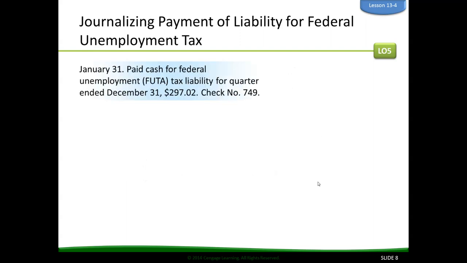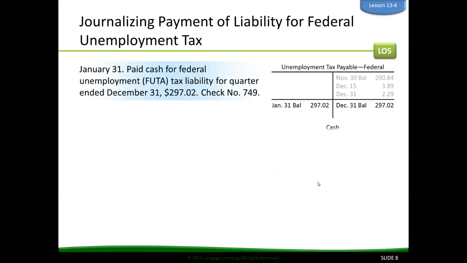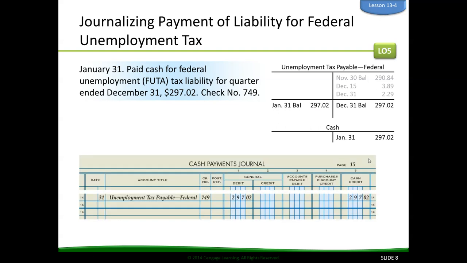So, journalizing our federal unemployment tax liability. We are going to debit federal unemployment tax, and then we're going to credit cash because we're paying cash. So here it is in our cash payments journal. We're debiting unemployment tax payable federal, and we are crediting cash.